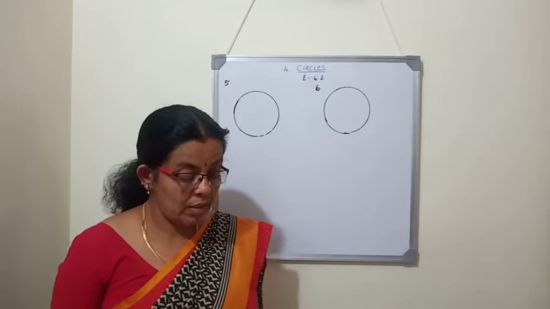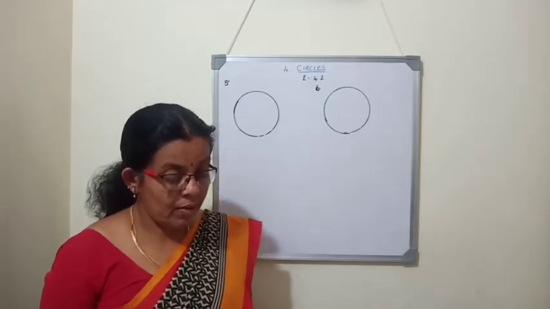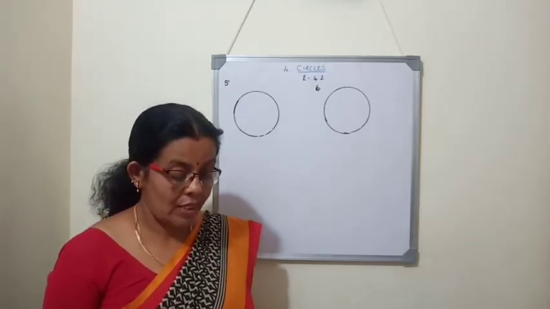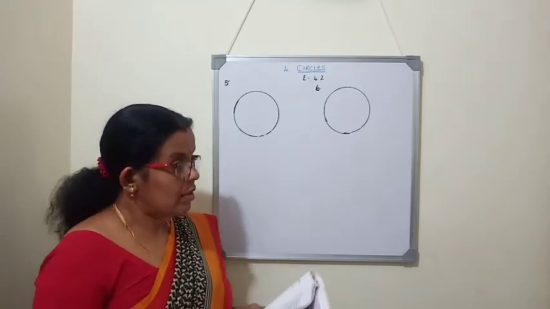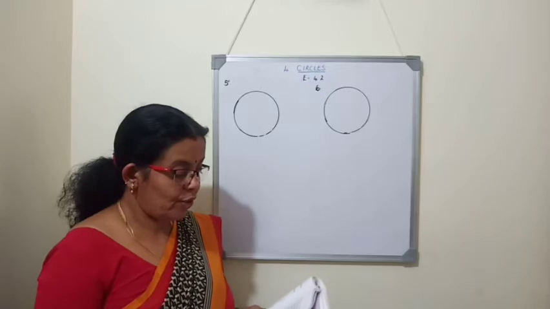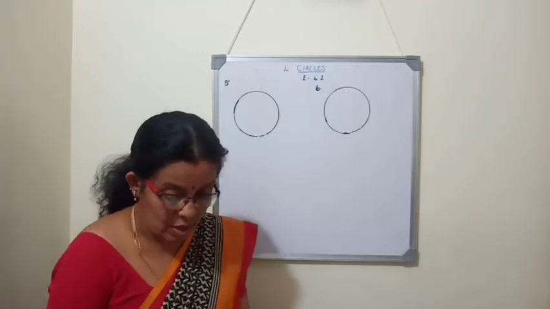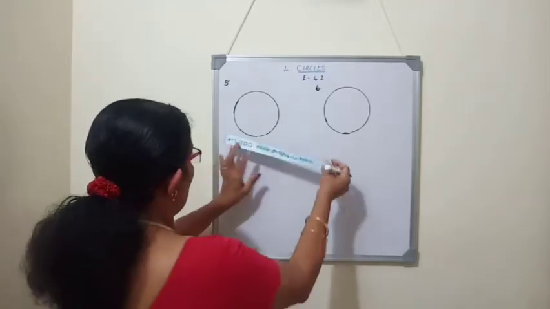The fifth question is, prove that the perpendicular at the point of contact to the tangent to a circle passes through the center. Prove that the perpendicular at the point of contact to the tangent to a circle. So first we will draw the tangent.